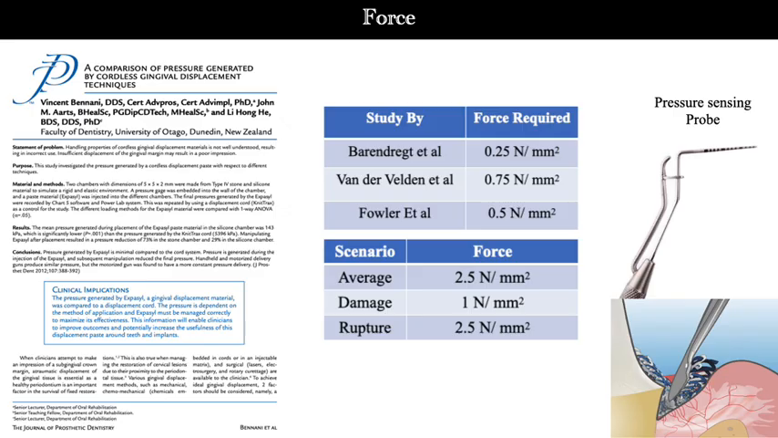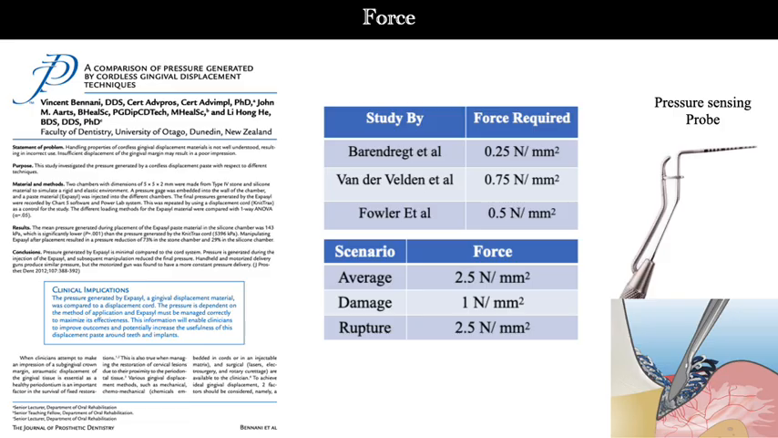Now, there is an instrument called a pressure sensing probe. This is quite commonly used in periodontology. It even comes in GDC for about $700. So you can use this periodontal probe, practice yourself, and understand what this 1 Newton per millimeter square of force looks like and feels like. So have a better digital tactile sense of this 1 Newton per millimeter square of force.